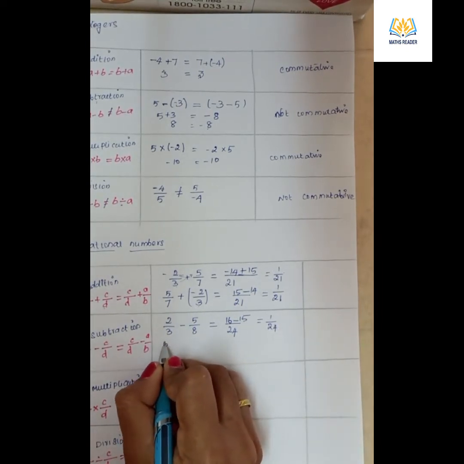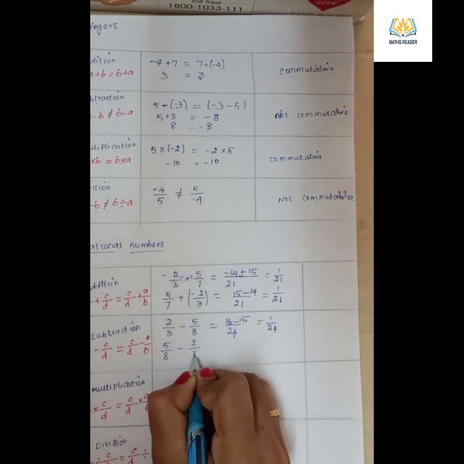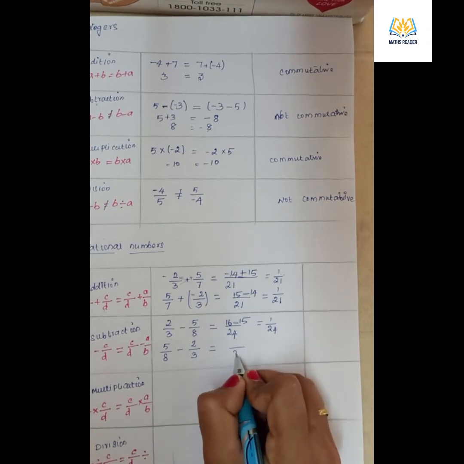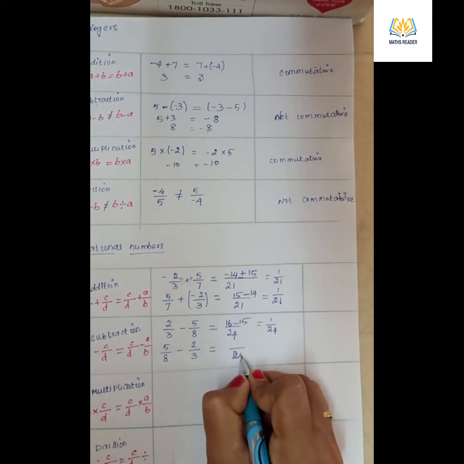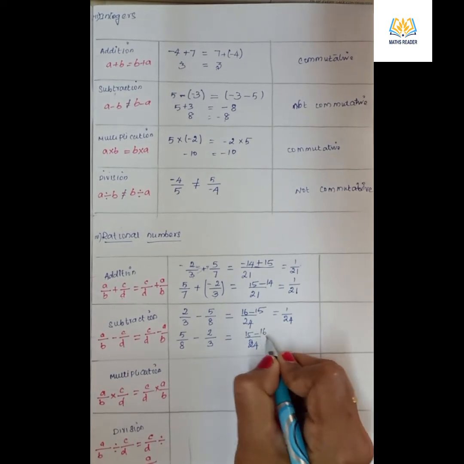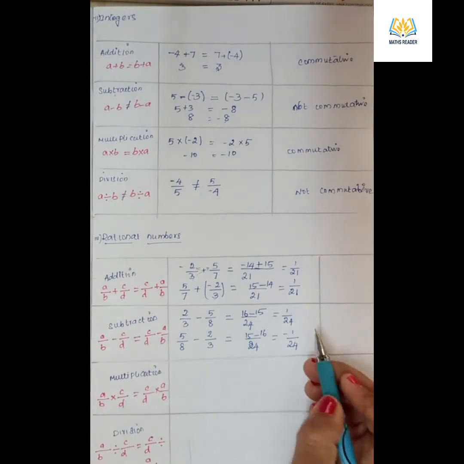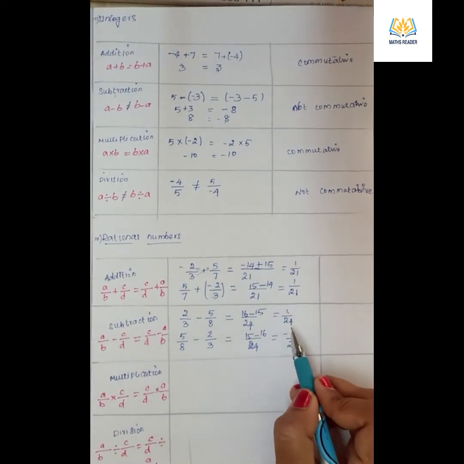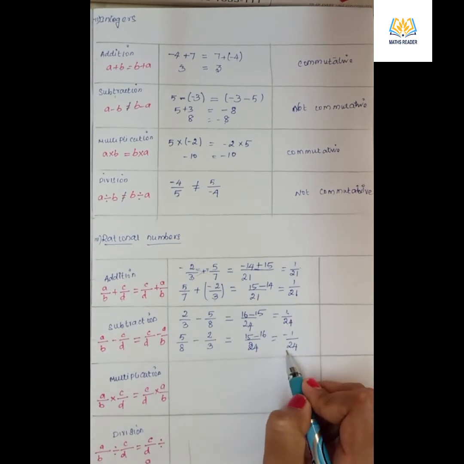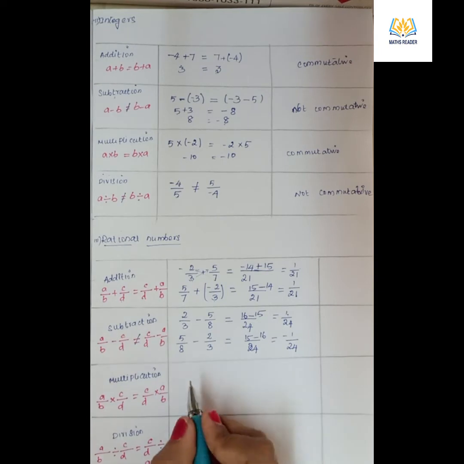Next, change the order. 5/8 minus 2/3. This is equal to, denominator is 8 3s are 24, 5 3s are 15 minus 16, which is equal to minus 1/24. Here we have 1/24, here minus 1/24. So these two are not equal. So subtraction does not satisfy the commutative property.